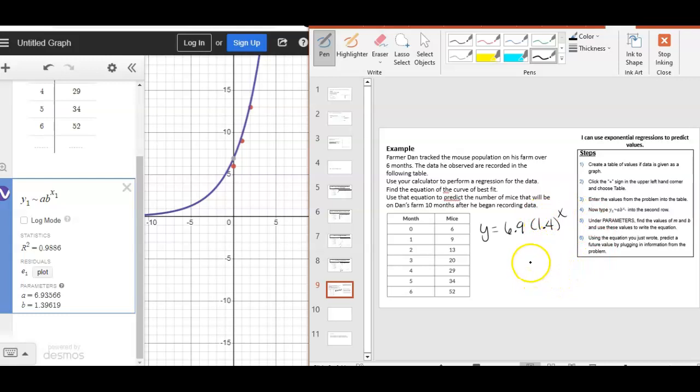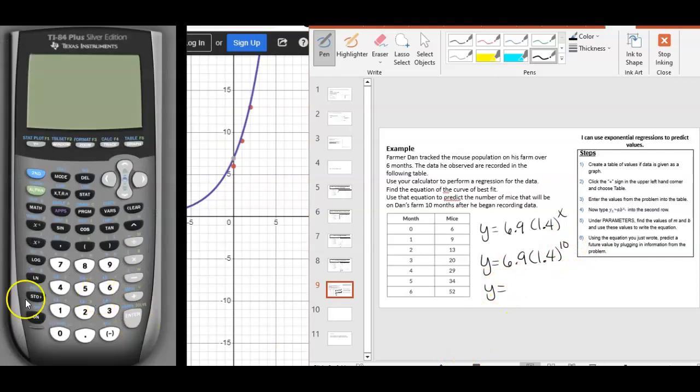So now let's use this equation to predict the number of mice that will be on Dan's farm 10 months after he began recording the data. So we have y equals 6.9, and then for x, we're going to plug in 10. So if we do this on our calculator, we're going to have 6.9 times 1.4 to the 10th power. And then we hit enter, it tells us about 200 mice, right? So we can say, because we're going to round to the nearest whole number, since we're talking about mice, he's going to have about 200 mice on his farm 10 months after he started recording.